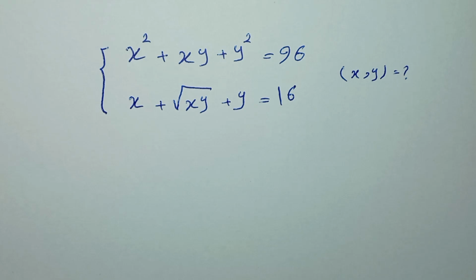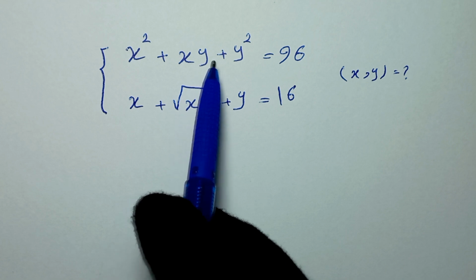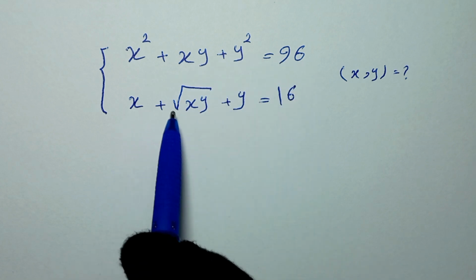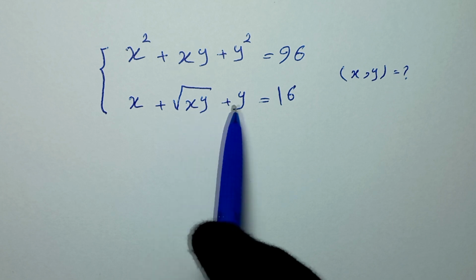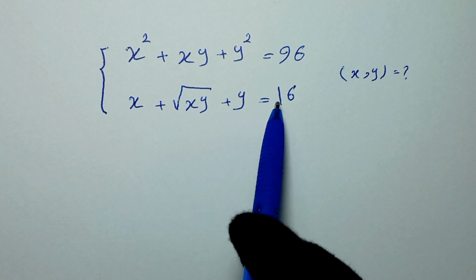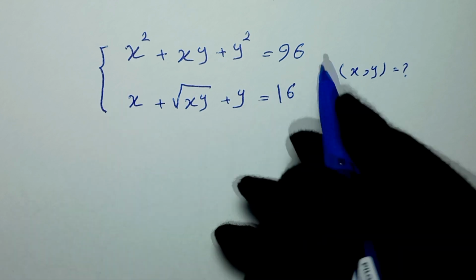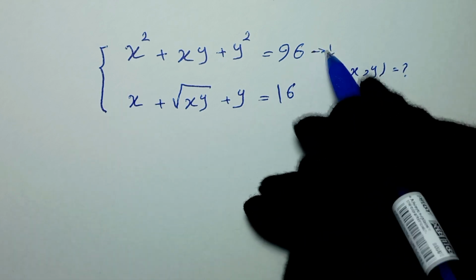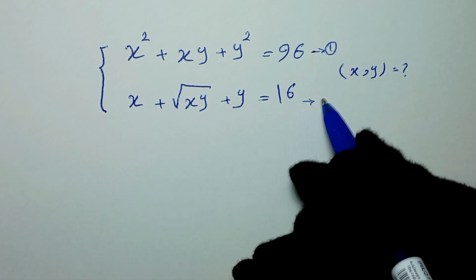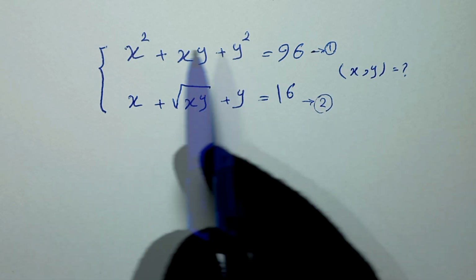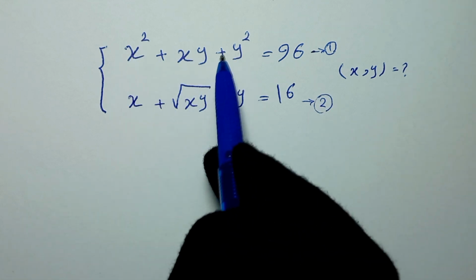Hello my friends, you're welcome to solve this math problem, which is x squared plus xy plus y squared is 96 and x plus square root of xy plus y is equal to 16. Find the values of x and y. In the first step, we let this be equation 1 and this be equation 2. In equation 1, we have x squared plus y squared.